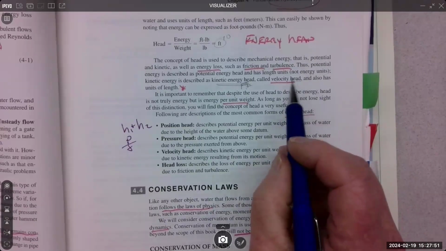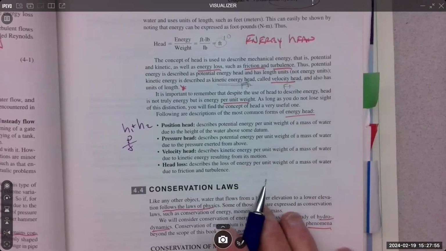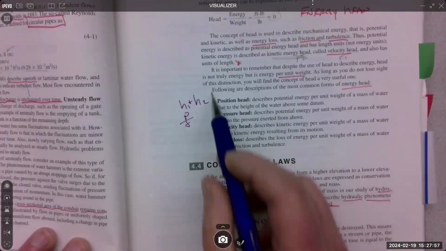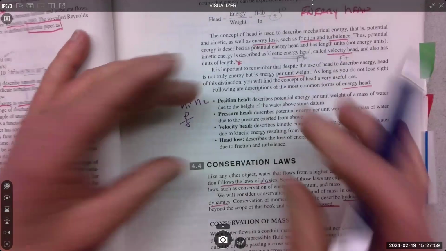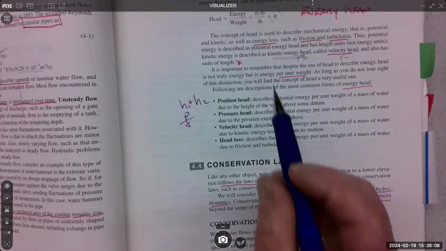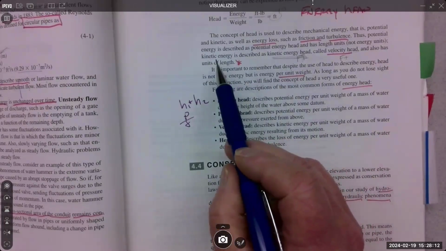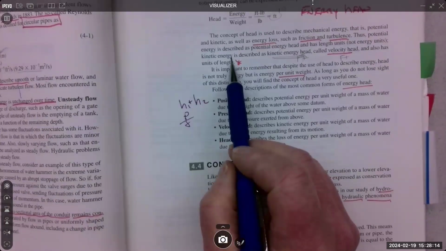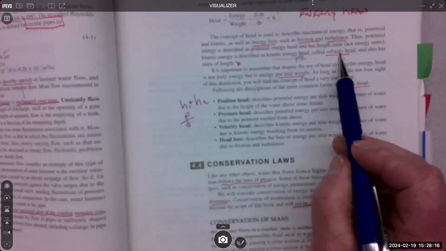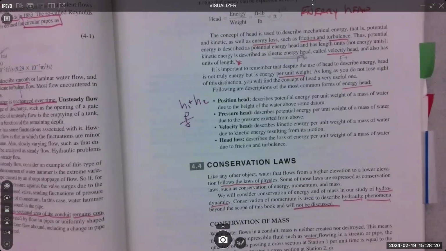Something moving at a velocity can also give us energy in feet. So each one of these will categorize in the unit of feet, and that allows us to add different kinds of energies together. Like potential energy, we can add to some kind of kinetic energy. We can add to some kind of velocity energy. We could add to some kind of pressure energy, right?